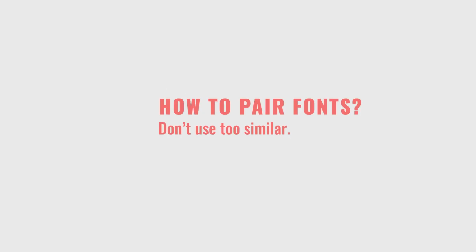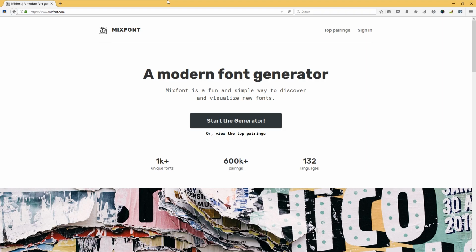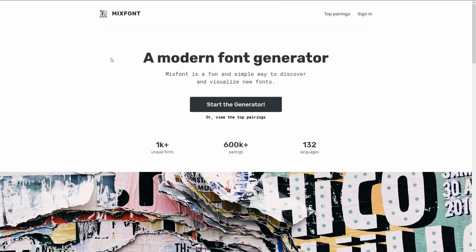Even if you use fonts from the same family, like Oswald, you can write one part of the copy using all caps and increase the tracking, or we can call it letter spacing. Do what it takes, but make sure that the fonts don't look too similar, and also try to not use too many fonts. There's a nice tool for pairing fonts called mixfont.com.